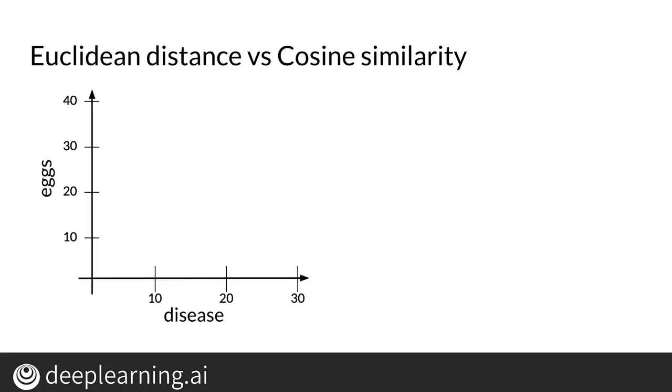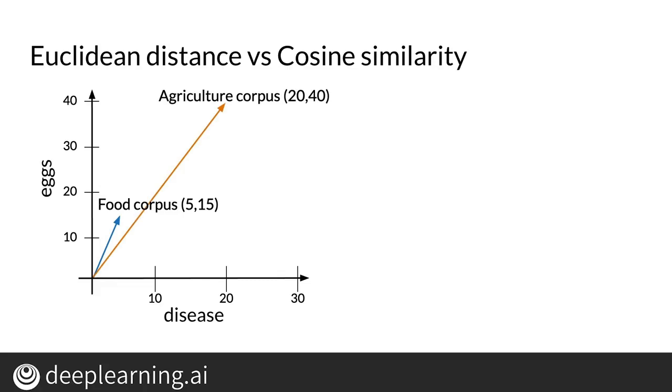To illustrate how the Euclidean distance might be problematic, let's take the following example. Suppose that you are in a vector space where the corpora are represented by the occurrence of the words disease and eggs. Here's the representation of a food corpus, an agriculture corpus, and a history corpus. Each one of these corpora has text related to that subject. But you know that the word totals in the corpora differ from one another.